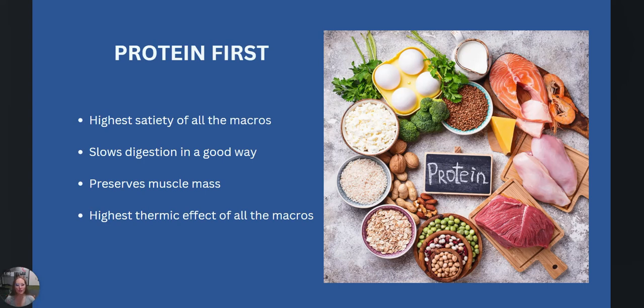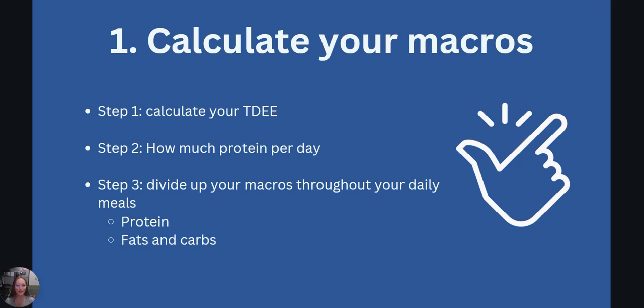Protein also has the highest thermic effect of all the macronutrients, meaning that when you eat protein, it takes more energy to break it down and assimilate it than fats or carbohydrates or alcohol, which also provides calories but is more of a poison to the body than an actual nutritional source of anything.